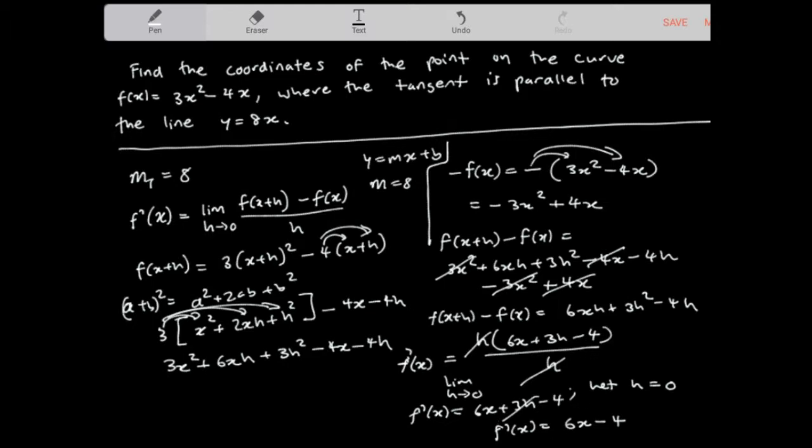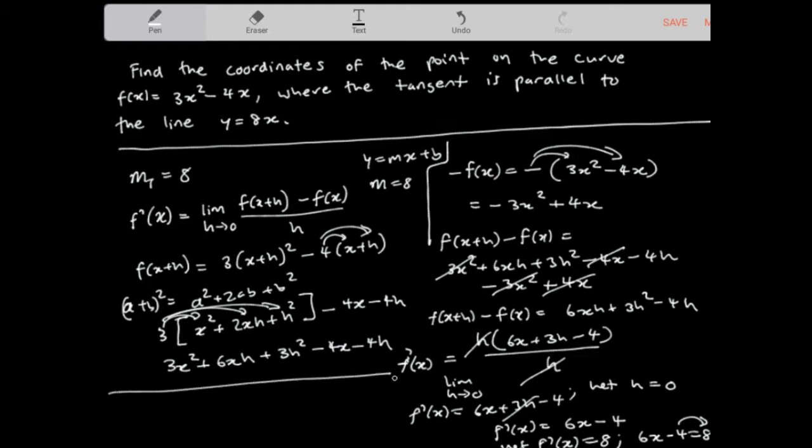So now that we have the instantaneous rate of change function, we want to figure out the point of x where this instantaneous rate of change function is 8. So the slope of the tangent is 8. So I'm going to let f prime of x equal 8. So you can notice here that 6x minus 4 is equal to 8. If I move the 4 to this side, we get 6x is equal to 12, and therefore x is equal to 2. Okay, so when x is equal to 2, we have an instantaneous rate of change of 8.